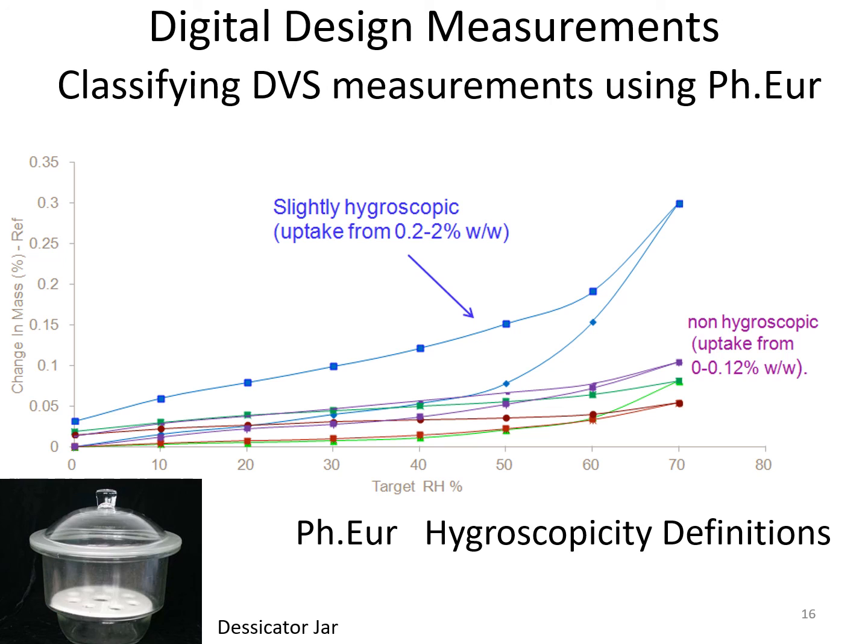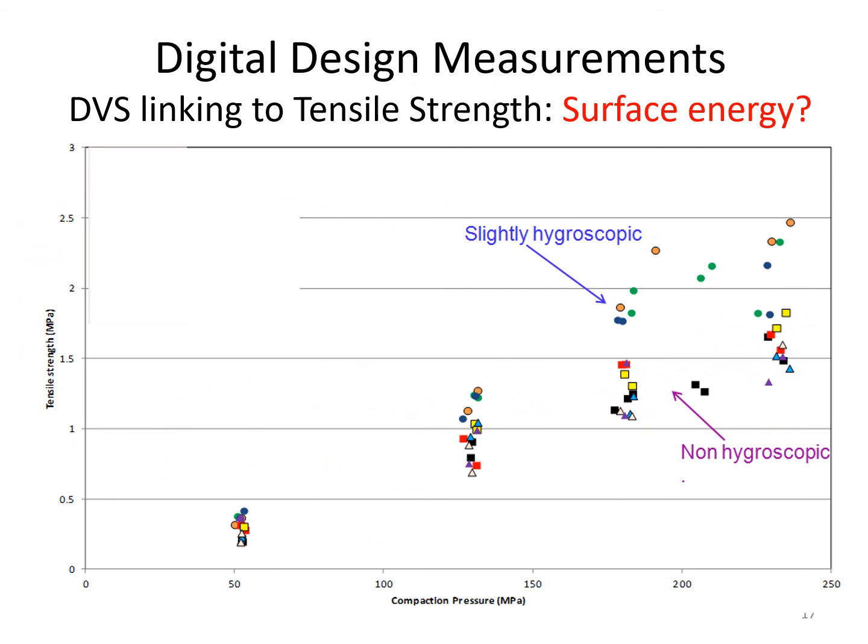What you can see here is that there's clearly, for this particular active material, two different behaviors. These along the bottom here don't pick up a lot of moisture. These pick up slightly more moisture. What was interesting is that when we then made tablets from these, where we're looking at the compaction pressure, this is the force we use to make the tablets, and measure the tensile strength, you'll see that the ones which picked up moisture had a much higher tensile strength.